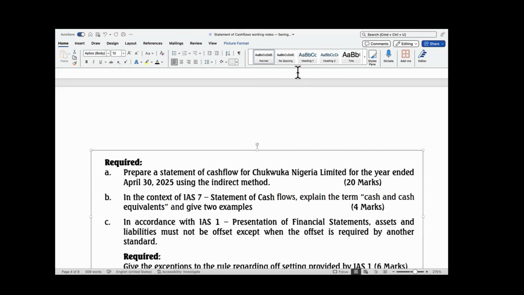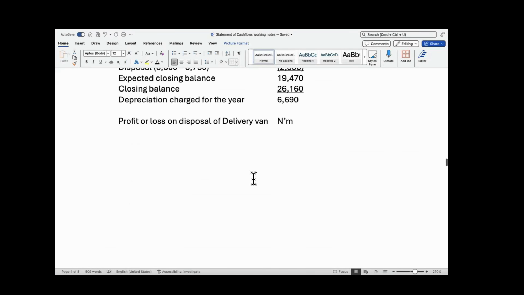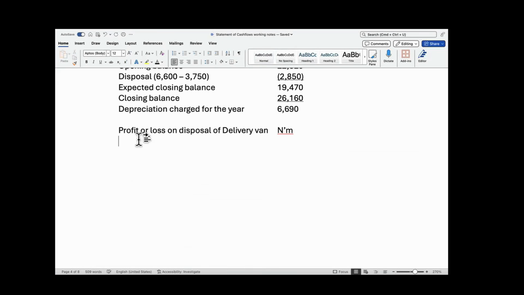A lot of students will also miss out the method that you should use. Some people just say, yeah, statement of cash flows, and they will start using their own method that they believe is easier for them. No, they always tell you which method to use. And if they don't tell you, then fine, you move on. But if they do, make sure you use the method wanted.